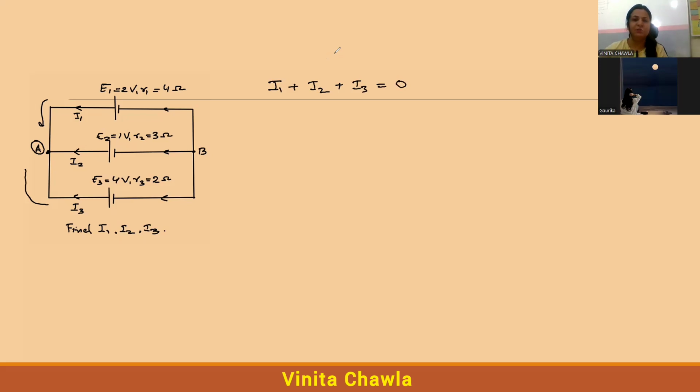Junction rule क्या होता है? Junction rule होता है summation over I equals to 0. So we have three different currents here in these three branches. So we can simply add them and equate it to 0. Okay. This is the first equation that we have got. Because we have to find the value of I1, I2 and I3, we need three variables here. So at least three equations are required to solve this. Fine. So let's consider this loop first.